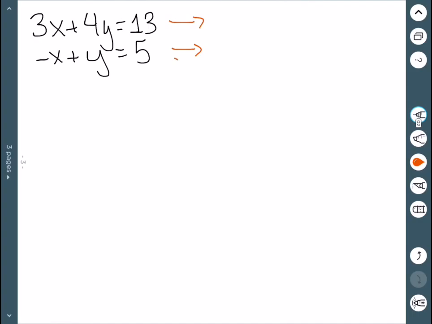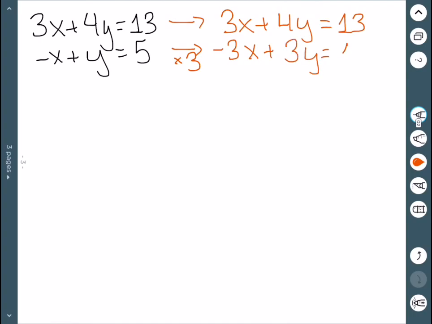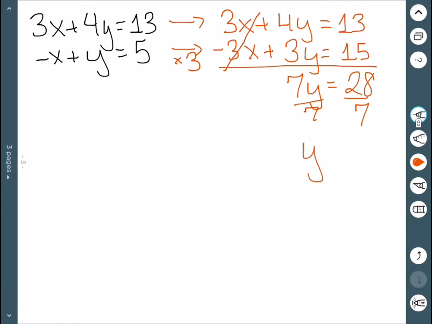And I can do that by multiplying the second one by 3. So my top equation will stay exactly the same. And then on the bottom, negative 3x plus 3y is equal to 15. Now when we add them up, the x's cancel. I'm left with 7y equal to 28. Dividing through by 7 gives me that y is equal to 4.